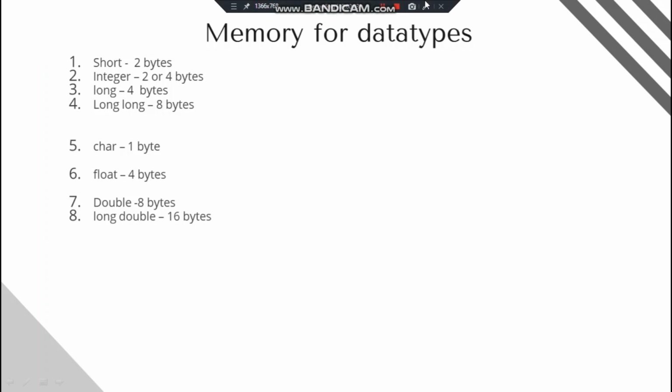If you see the memory each of these data types will take in our computer, short can take 2 bytes, an integer can take either 2 or 4 bytes. It depends upon your compiler and the computer architecture as well. Long can take 4 bytes and long long can take 8 bytes. Character will take 1 byte, float will take 4 bytes, which is 32 bits we have discussed. Double will take 8 bytes and long double will take 16 bytes. I am saying it again, these all depend upon your compiler and the architecture of the computer.